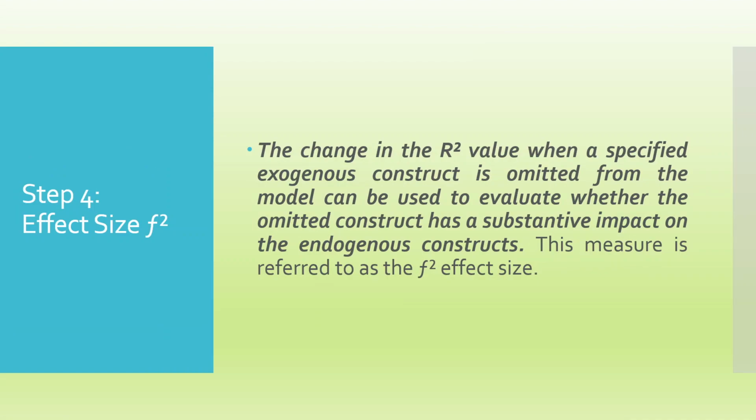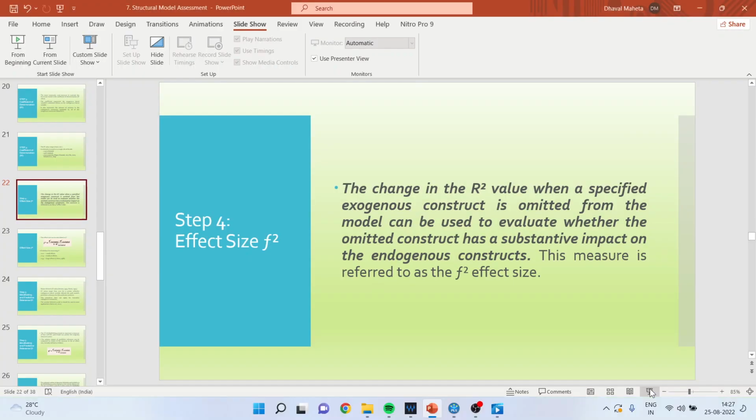Step 4 is to determine the effect size. So what is the definition? The change in R square value when the specified exogenous construct is omitted from the model, and it can be used to evaluate whether the omitted construct has a substantial impact on the endogenous construct or not. By doing this, we measure the effect size. How? Let's see.